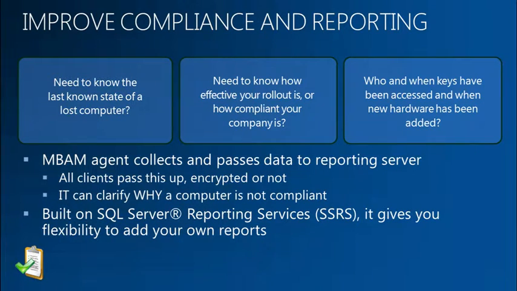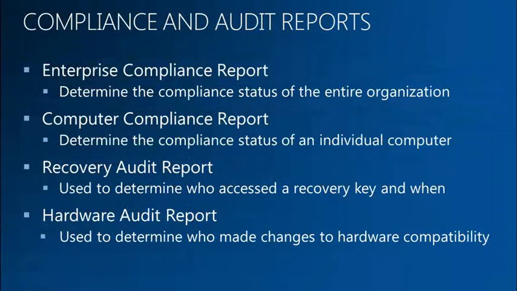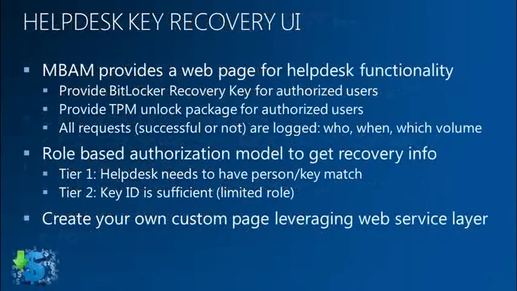So the MBAM agent goes ahead and pushes information up to the reporting server, and all this information can be carried and recorded on the back end. SQL reporting services is how we build this out. We showed you that in the pillars and components up front. Here is a list of the 4 main areas that we actually pull together. The enterprise, the computer compliance, the recovery audit report, and a hardware audit report. And this gives you the flexibility to see across your enterprise how MBAM is working, how it's being used and utilized. We'll go through each of these in the demo here in a second.